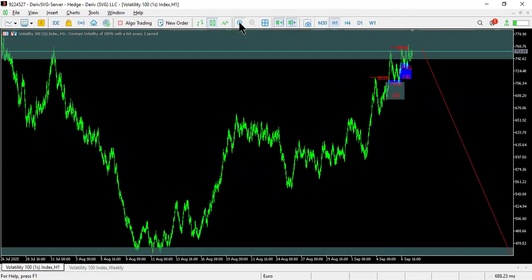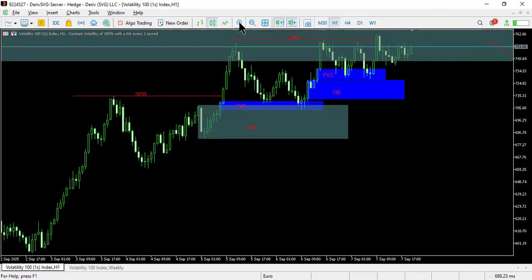So right now there is no trade for us. You just have to wait and see what the market will dish out to you. Don't chase the market. Always wait for price to show you its intention before you take your next line of action. So that is it for VIX 100 1S.